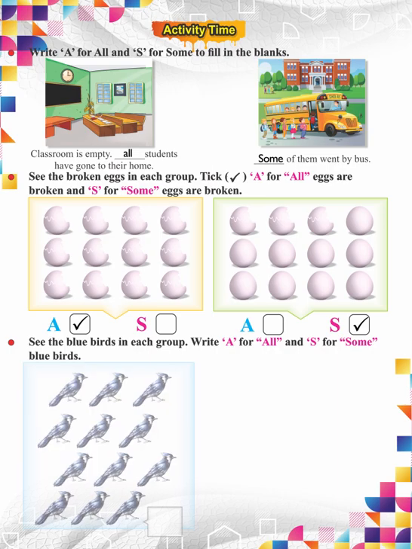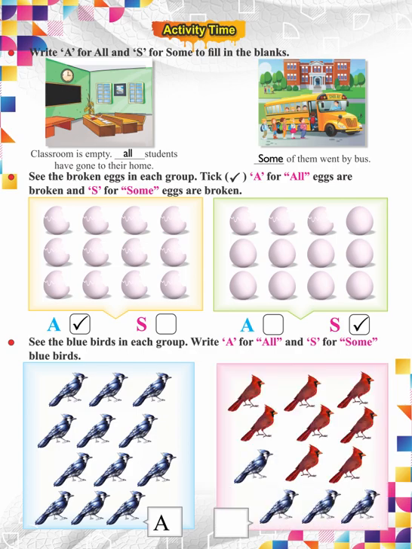In picture on the left of the page, all are blue birds, so tick the A. In picture on the right of the page, some are blue birds while some are red birds, so tick the S.